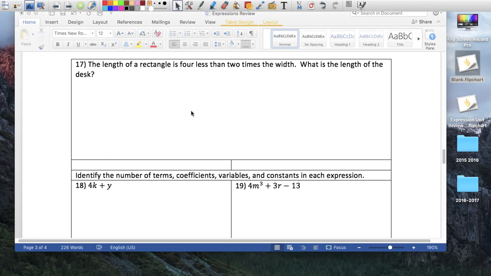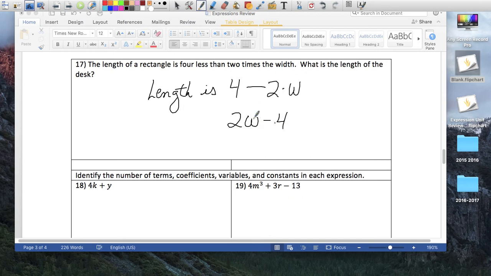The length of a rectangle is 4 less. So again, here you can write the length of the rectangle is, the length is equal to what? 4. Here's your 4. Less than, minus 2 times the what? The width. So what is the length of the desk? Well, the length is this. But because it's a turnaround word, we're not going to leave it like that. We're actually going to do 2w minus 4. So the length of the desk is 2w minus 4.